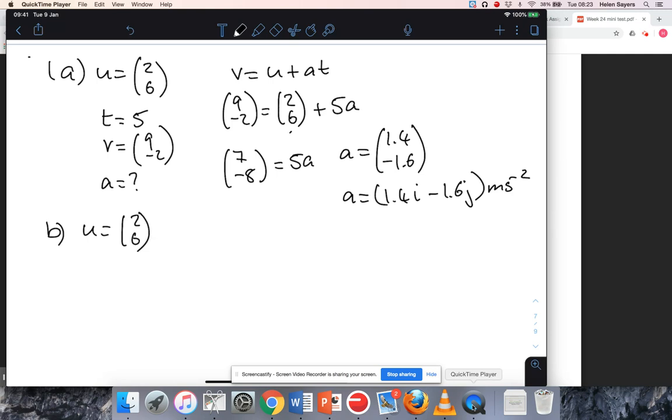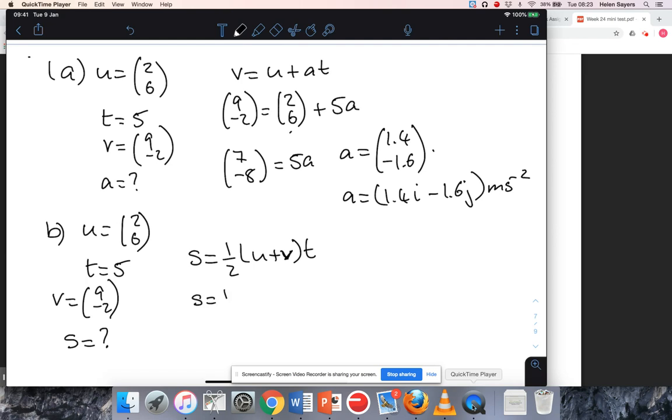So I was given (2, 6). We're still talking after 5 seconds. So the final velocity is still (9, -2). Assuming I've got a correct, I do now know the acceleration as well. But just in case I made a mistake in a, it's a bit safer to use the information they've given me in the question. So I'm going to use s equals a half (u plus v) times t.